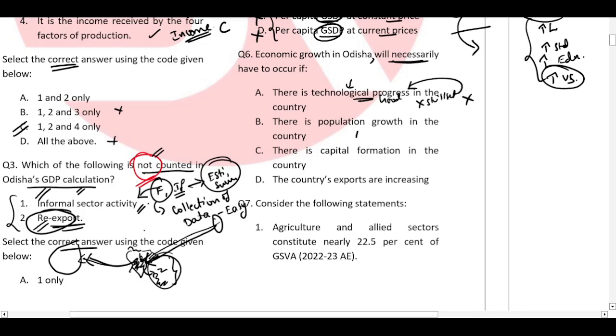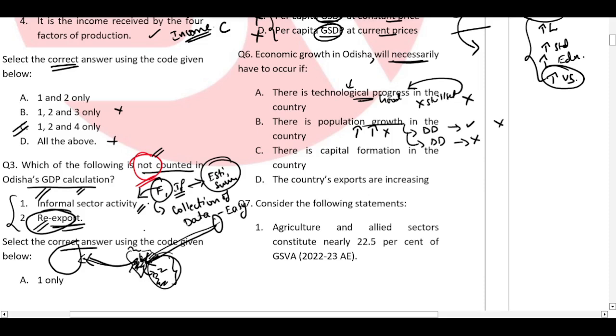There is population growth in Odisha. So if the population of Odisha increases, can we say that the economic growth will happen? No, the population growth can either become demographic dividend if utilized properly, or it can become demographic disaster if the population are not skilled and not utilized properly. So will population growth lead to economic growth necessarily? Not necessarily. So this is also wrong.